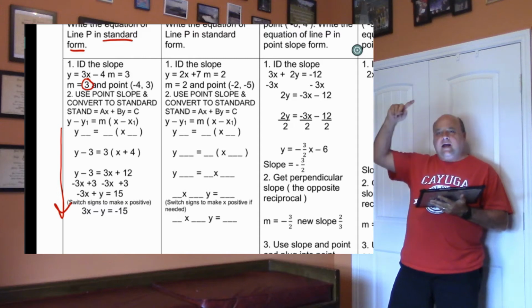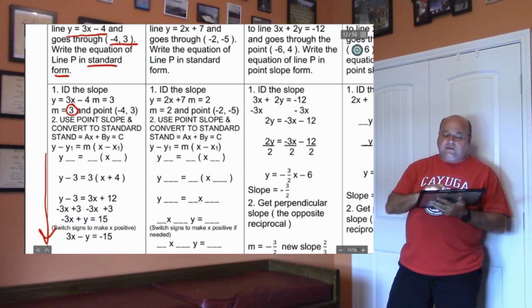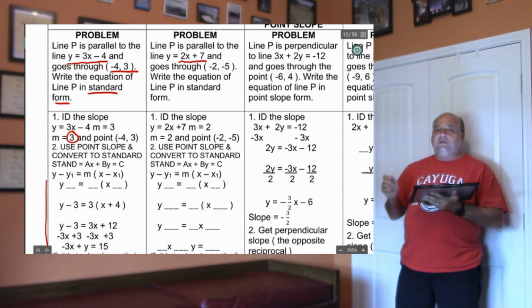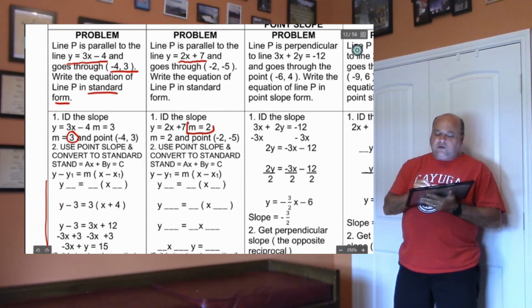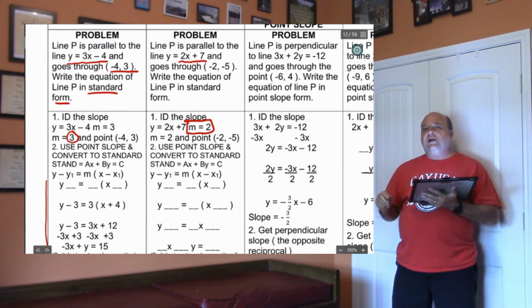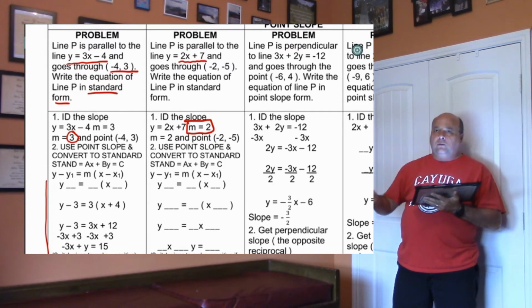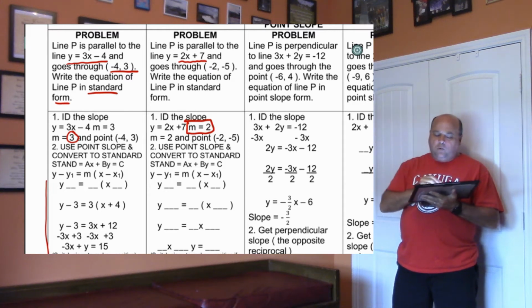Okay? You can kind of see step by step how we're doing this. So let's go to this problem. Line P is parallel to 2x plus 7. So I know my slope's going to be 2. The slope won't change if it's parallel, will it? If it's perpendicular, we got to get the opposite reciprocal. Since I have the parallel slope, it won't change.